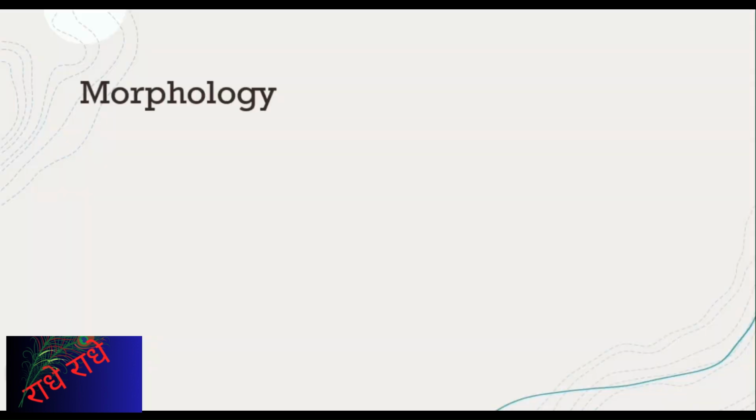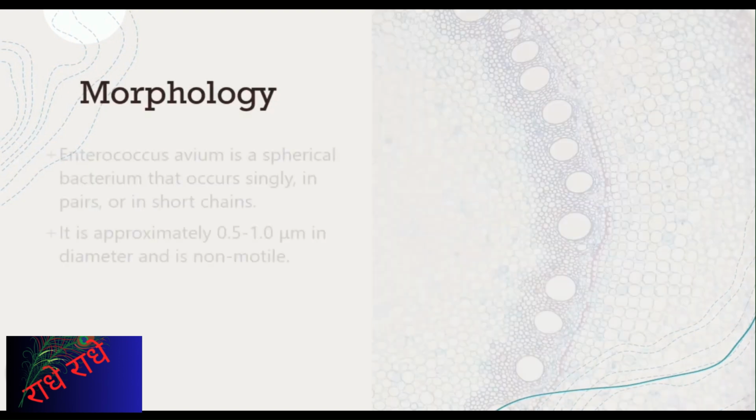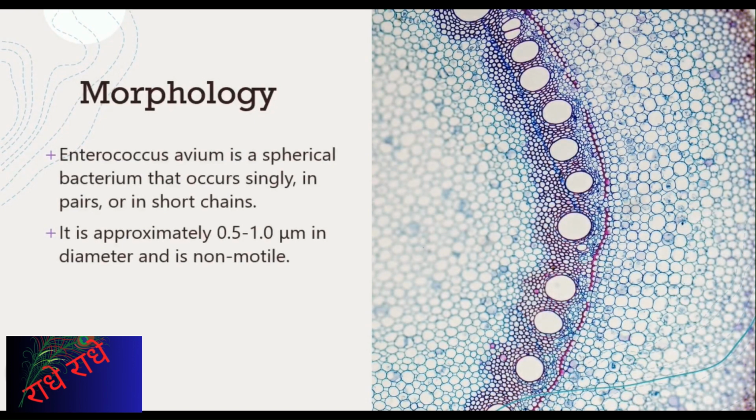Enterococcus avium is a common type of bacteria found in nature, and it is typically found as a spherical shape. It can occur singularly, in pairs, or in short chains, and typically has a diameter of 0.5 to 1.0 micrometers. Furthermore, Enterococcus avium is non-motile, meaning that it can't move on its own.